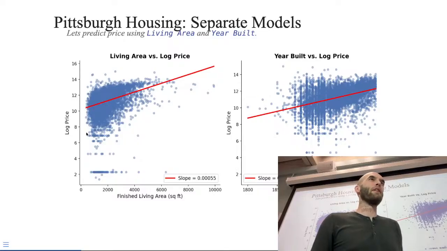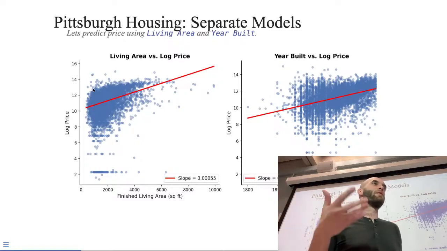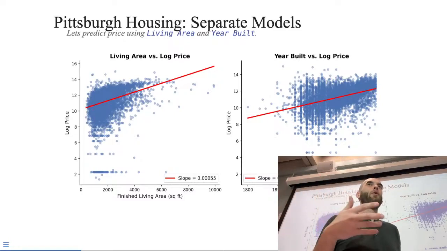There's more variability in the price for small houses. So some small houses are very expensive, which, these are probably downtown or in Shadyside or Squirrel Hill or Oakland.